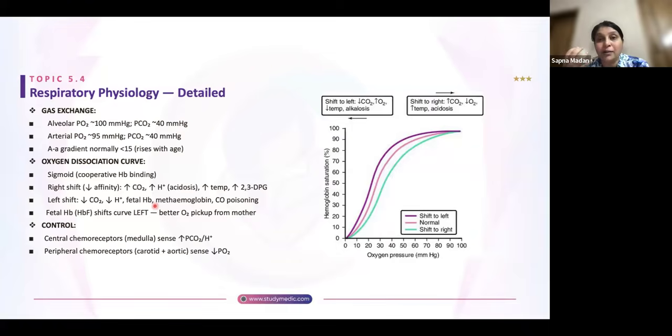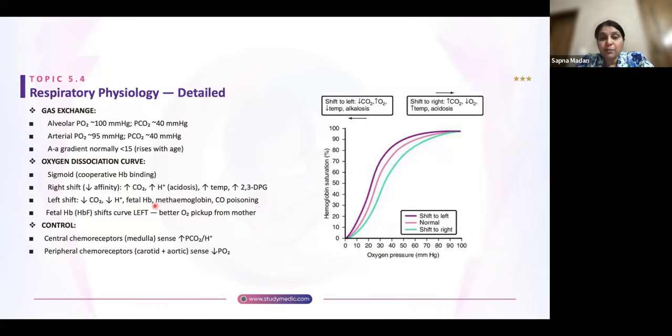Now, how are these gas exchanges controlled? By central chemoreceptors, which are present in the medulla. These will sense increase in the carbon dioxide or the hydrogen ions. Okay, this is an SPA. They have asked whether the central chemoreceptors will be stimulated by increase in oxygen, decrease in oxygen, increase in pressure, or increase in hydrogen ions. So the answer there was hydrogen ions.